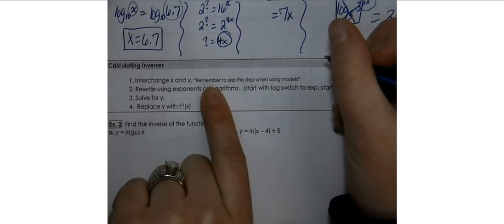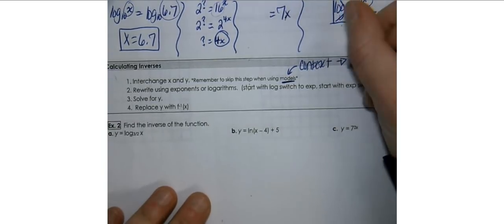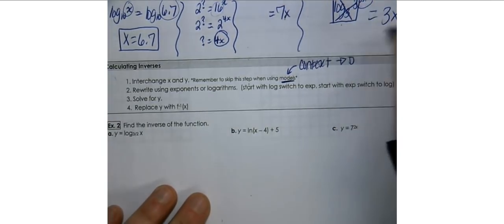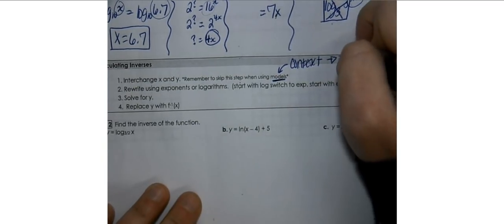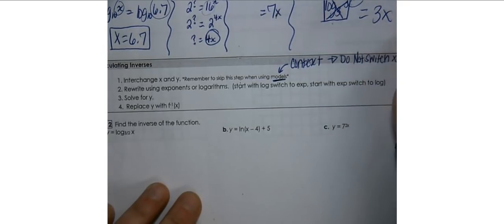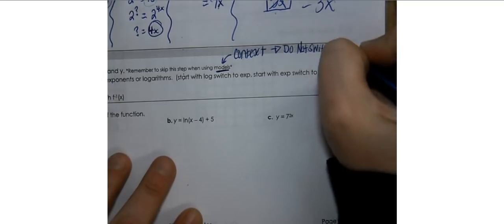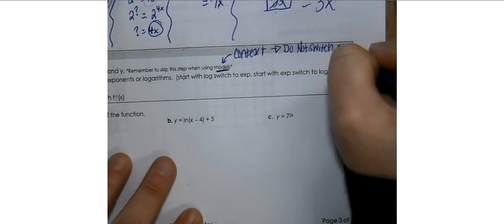Please remember to skip this step when using models. Models means that you're talking about problems that have context. If you have a problem that's in context, do not switch the x and y values. Simply solve for the other variable. So I'm writing, do not switch x and y, just solve for the other variable.